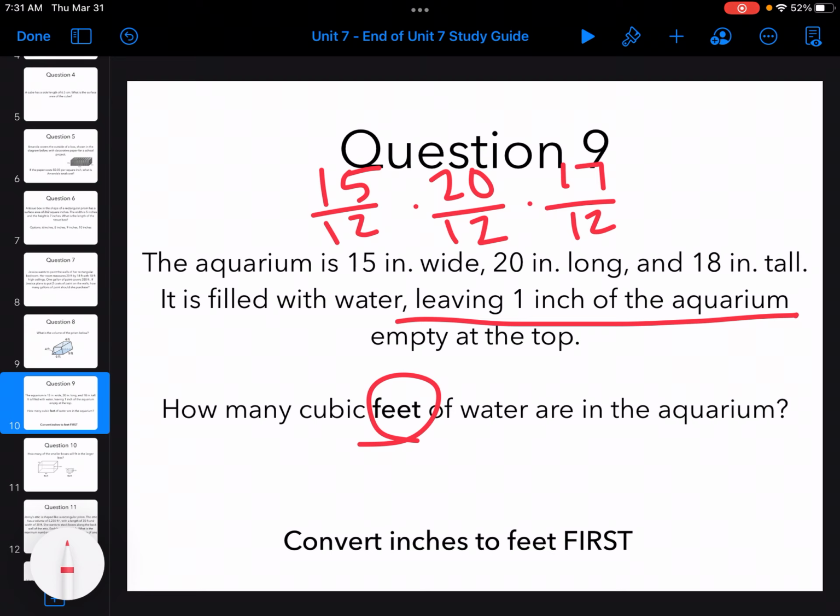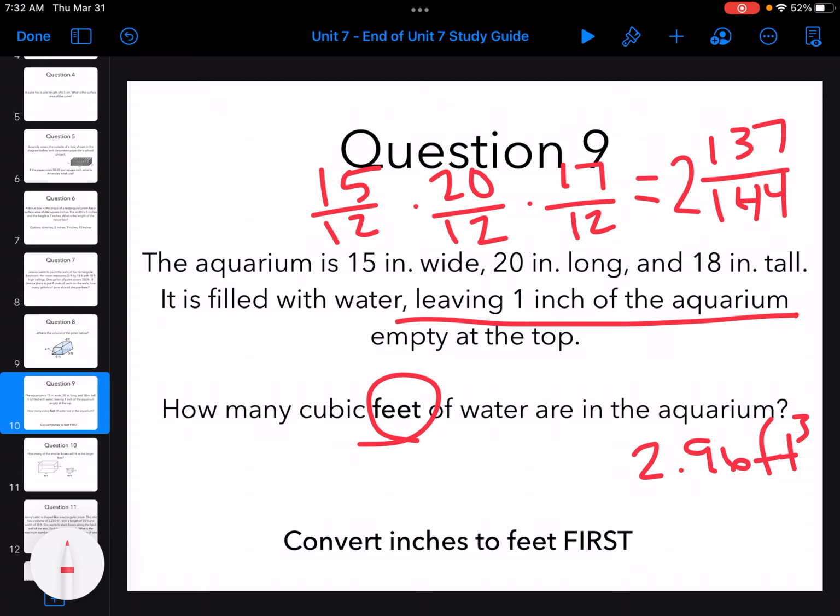And when I do all that, I get some crazy number. I know I have it over here somewhere. There it is. It's some crazy number. It is 2 and 137 over 144 or 2.96. Okay? You have to convert to feet first, and there are 12 inches in a foot. So that would be feet cubed. Okay? That's going to be really important on that question.